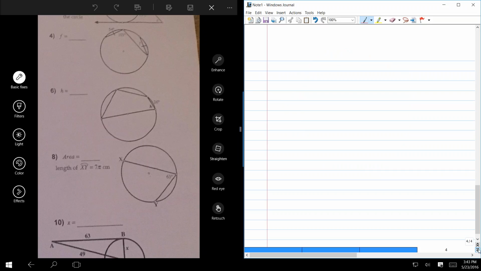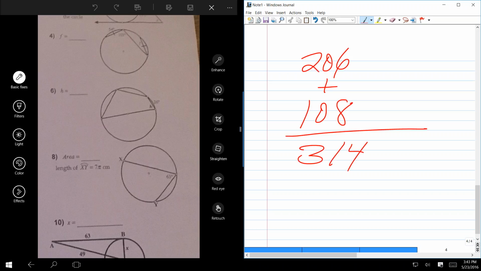Want to solve for angle F. 103 times 2, and then add 108, and then subtract that from 360. And that gives you 46. Divided by 2, and you have F. You're good. That's a hard problem.